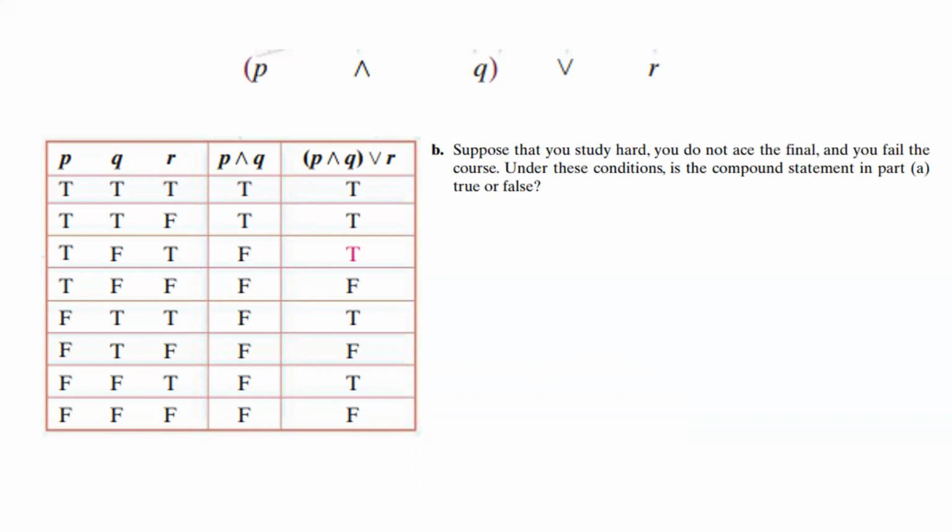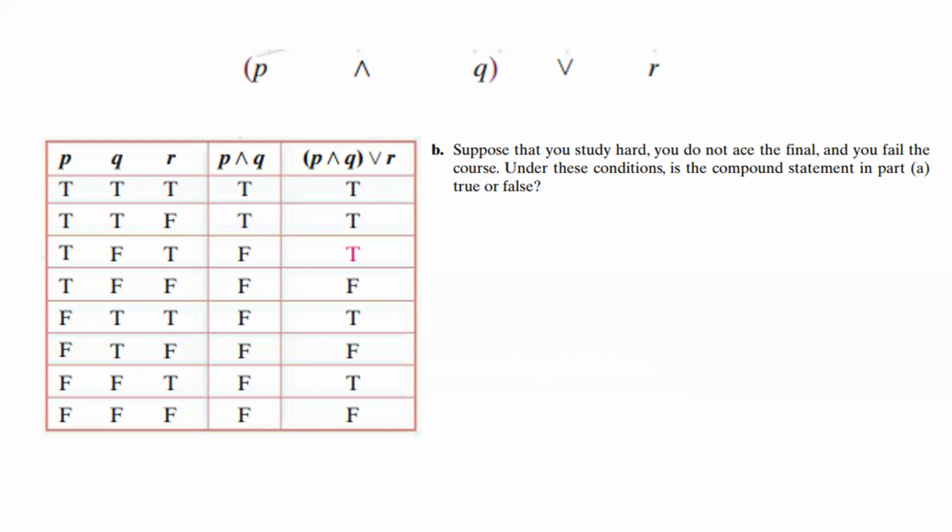And now what the second question was asking was saying, suppose that you study hard, you do not ace the final, and you fail the course. Under these conditions, is the compound statement in part A true or false? So this is very much something that I'm aware of as a teacher. I have to be careful about what I'm saying logically, because if I'm not careful, that can come back to haunt me when a student says, oh, you said if I ace the final, I would pass this course. So I need to build off of this logic here.